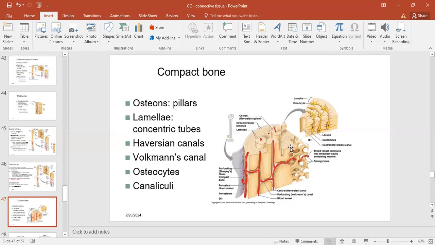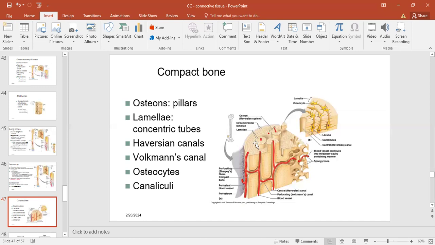Now these Haversian canals in the middle, they also communicate one with the other because that is where blood vessels pass. From one osteon to the next osteon, there is going to be communication. The channel from this Haversian canal to this Haversian canal, these channels are known as the Volkmann's canals. So we have this Volkmann's canal here, another here, another here. That is what we are talking about.